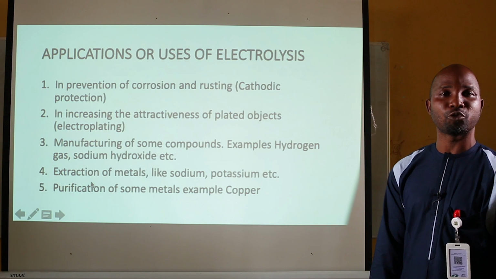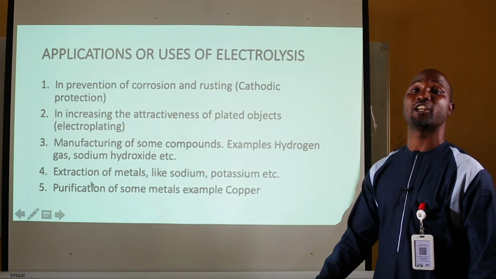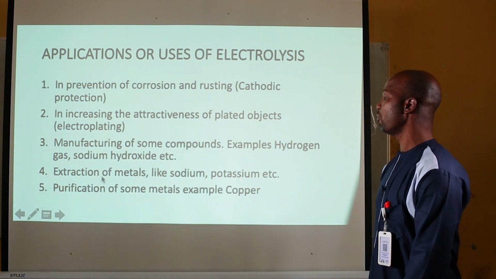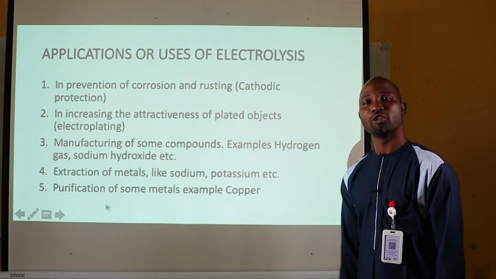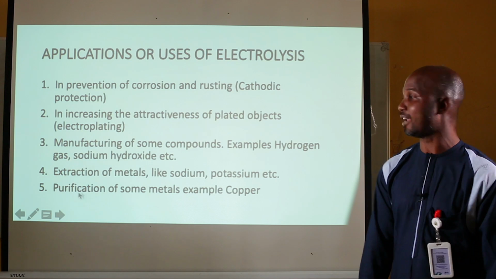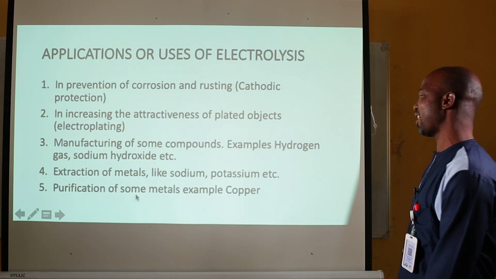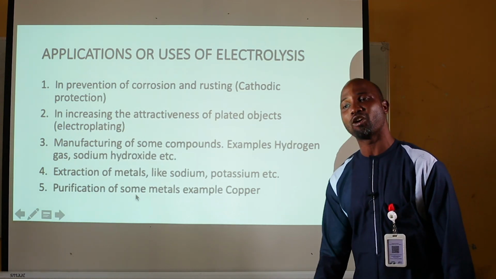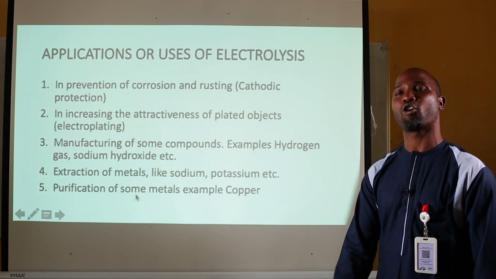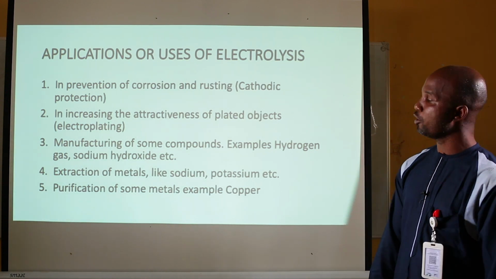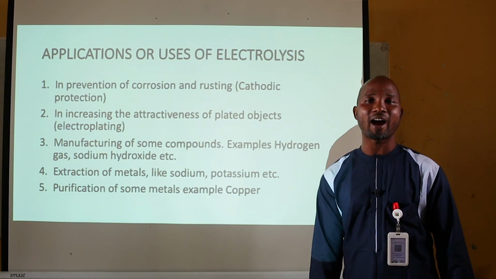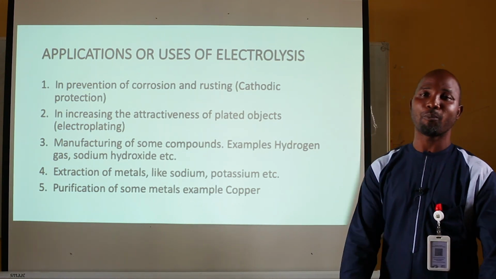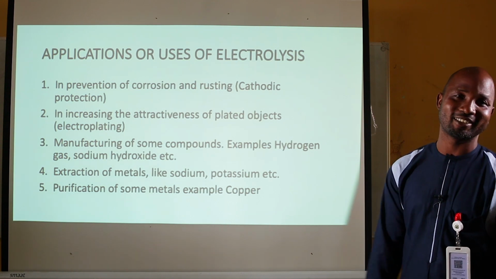Electrolysis can also be used for extraction of metals that are very, very electropositive. These metals are like potassium, sodium, aluminium, calcium, just to mention but a few. Finally, purification of metal. Certain metals are gotten in impure state or combined state. To purify them, you can adopt electrolysis. An example is copper tetraoxosulfate VI, where copper is obtained in pure state.